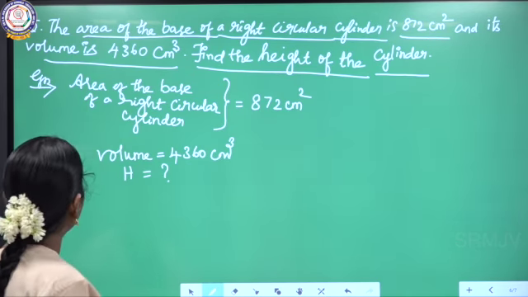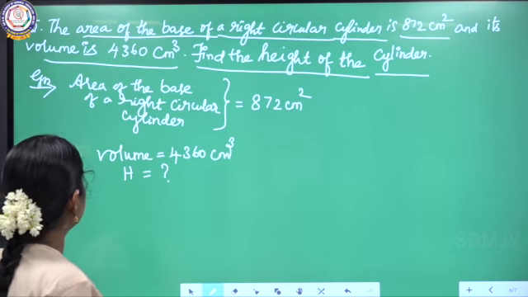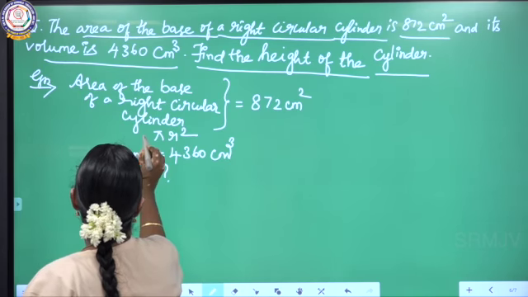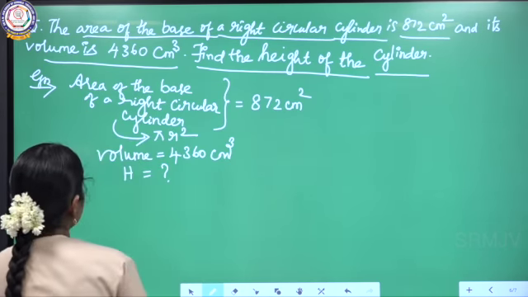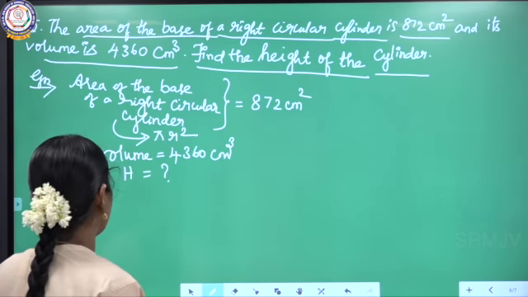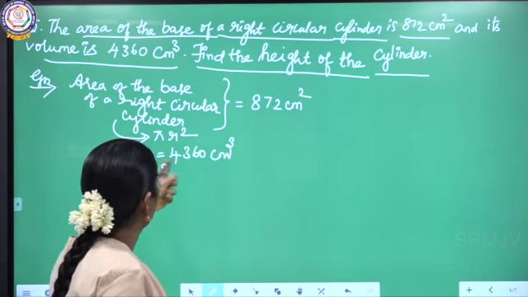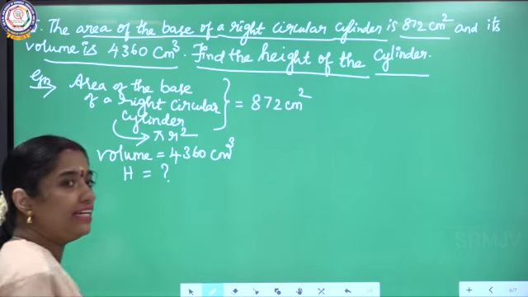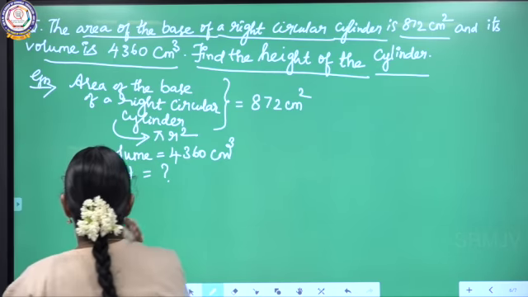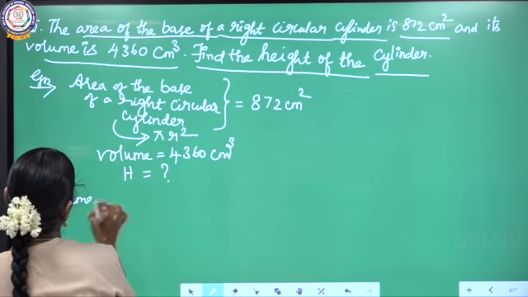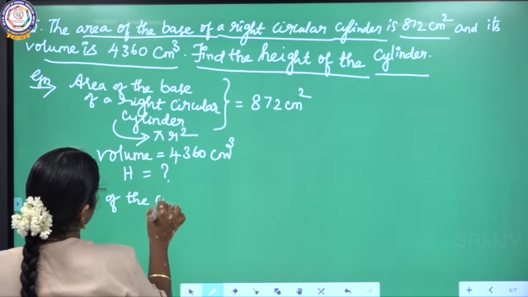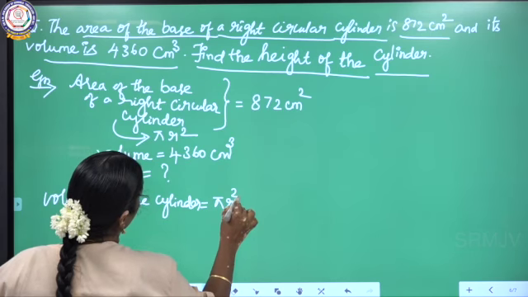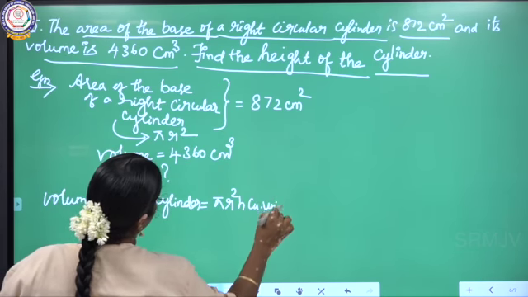See, area of the base of a right circular cylinder is, what is the formula? Pi r square. See, the area of a right circular cylinder is pi r square. So, instead of this pi r square, I am going to substitute this 872. Can you clear this? See, volume of the cylinder is equal to pi r square h cubic units.